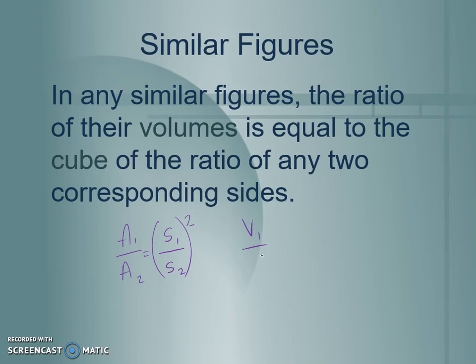And we can say the volume of the first, and the volume of the second is equal to the sides cubed. So that's volume of the first over volume of the second is equal to the side of the first over the side of the second cubed. So those are our two different formulas for area and volume of similar figures.